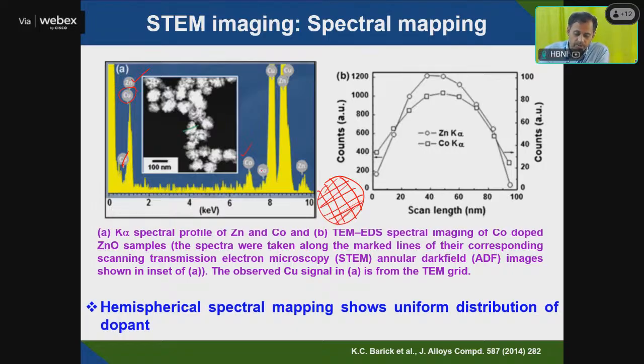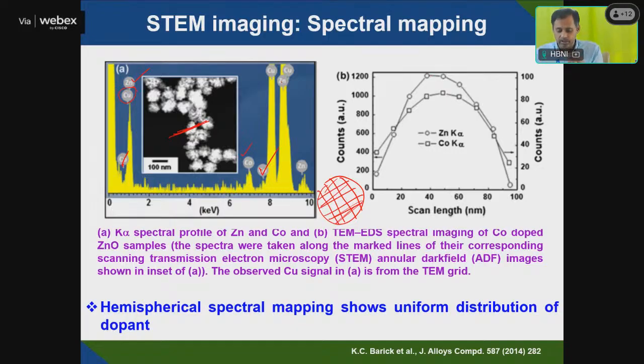In addition to that, you get the cobalt and zinc signal coming here, and you want to see how the zinc and cobalt are distributed. If you take a line scan across the sample and scan from one end to the other end, you will see the spectral scan, the distribution.